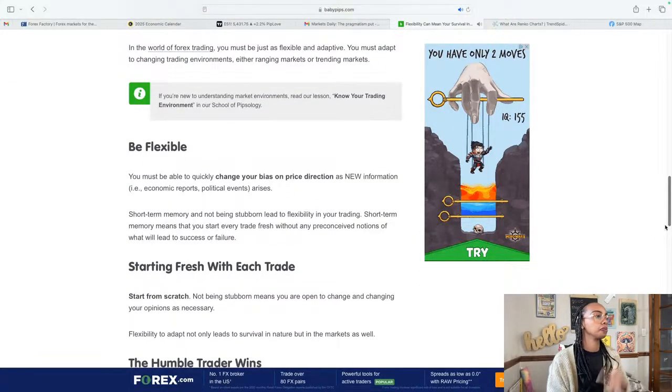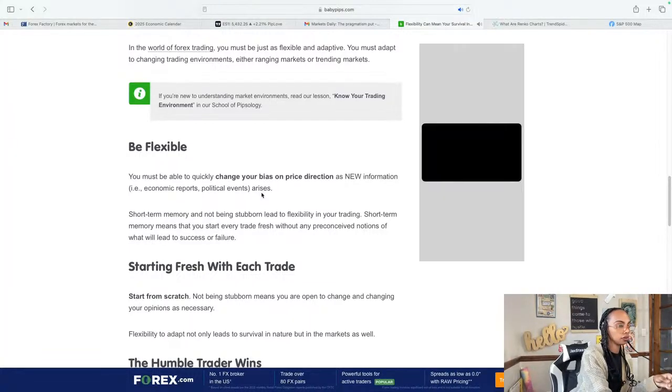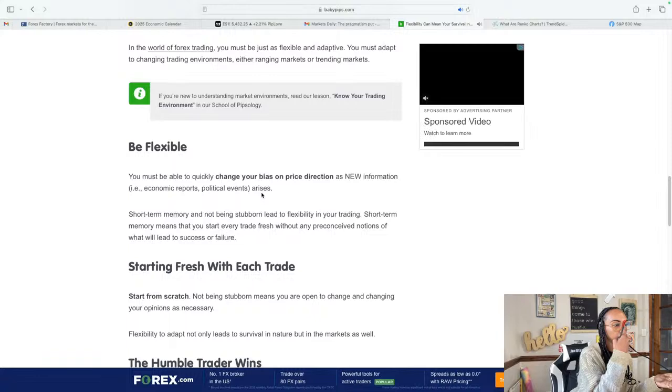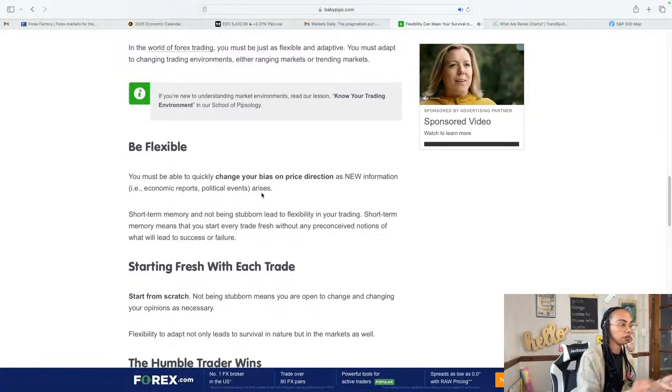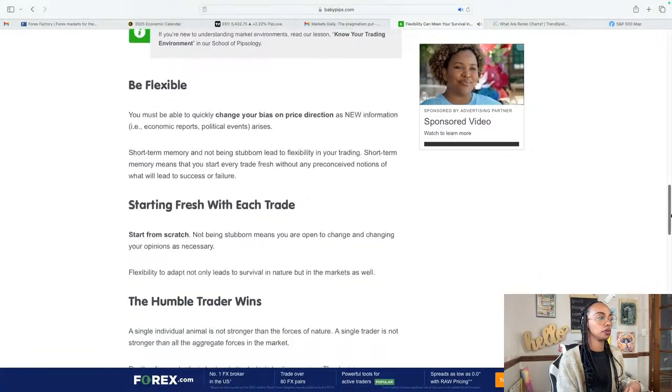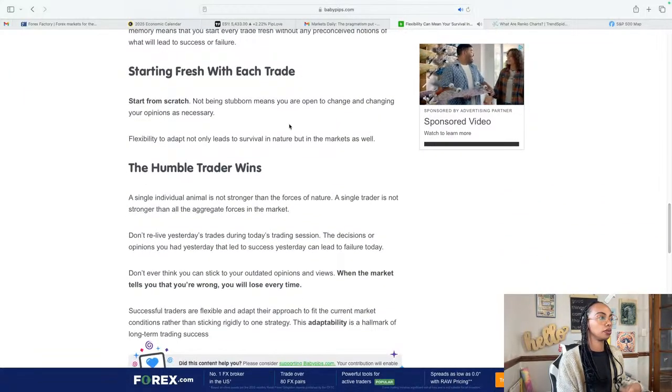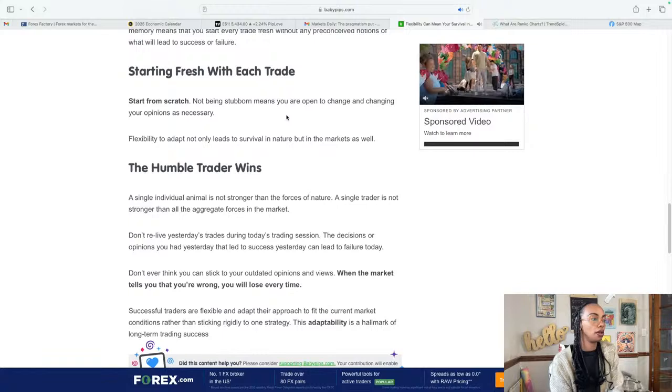Be flexible. You must be able to quickly change your bias on price direction as new information, i.e., economic reports, political events, arises. Short-term memory and not being stubborn lead to flexibility in your trading. Short-term memory means that you start every trade fresh without any preconceived notions of what will lead to success or failure. Start from scratch. Not being stubborn means you are open to change and changing your opinions as necessary.